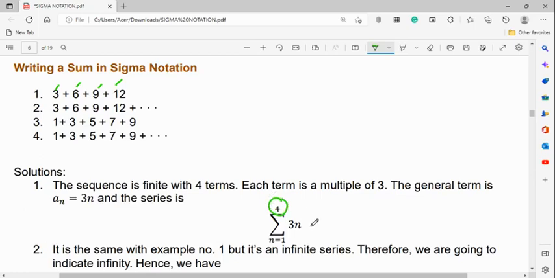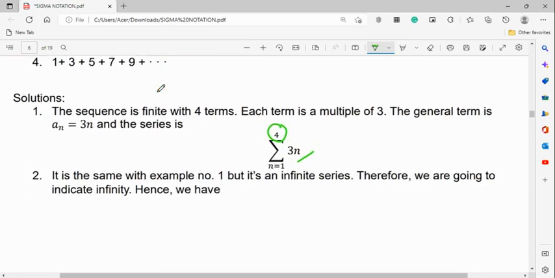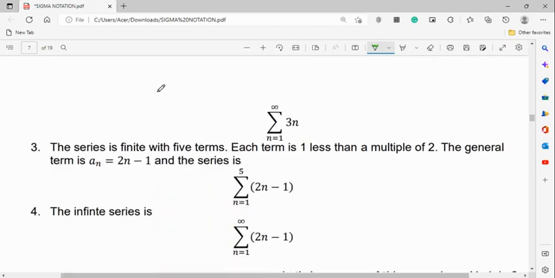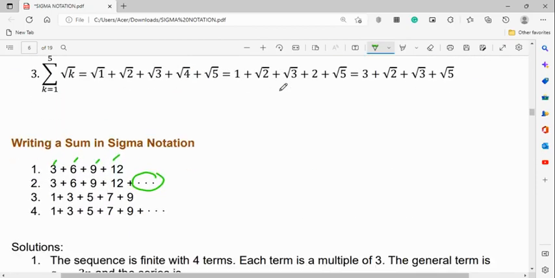And how did we get 3n? Kasi when n is 1, 3 times 1 is 3. When n is 2, 3 times 2 is 6. And when n is 3, 3 times 3 is 9. N is 4, 3 times 4 is 12. Pero, kapag naglagay na tayo ng ellipsis na ganyan class, ay papalitan natin yung 4 ng infinity. That suggests class na infinite yung number of terms. Or the sequence is infinite itself.